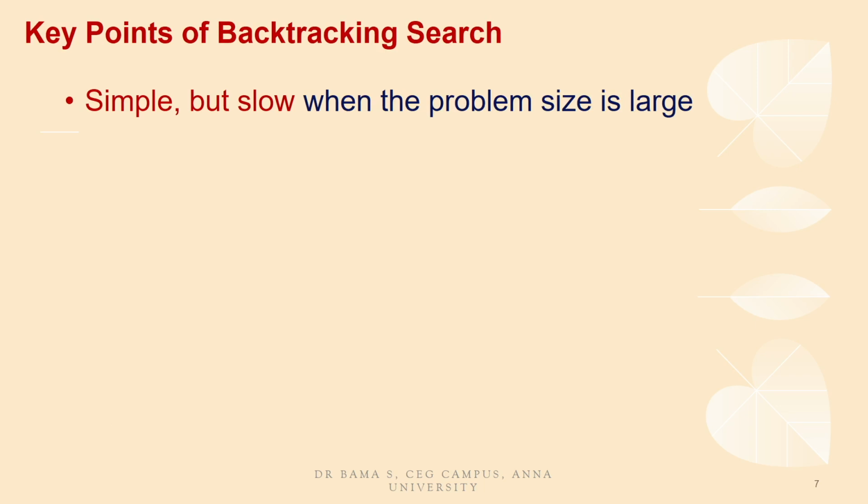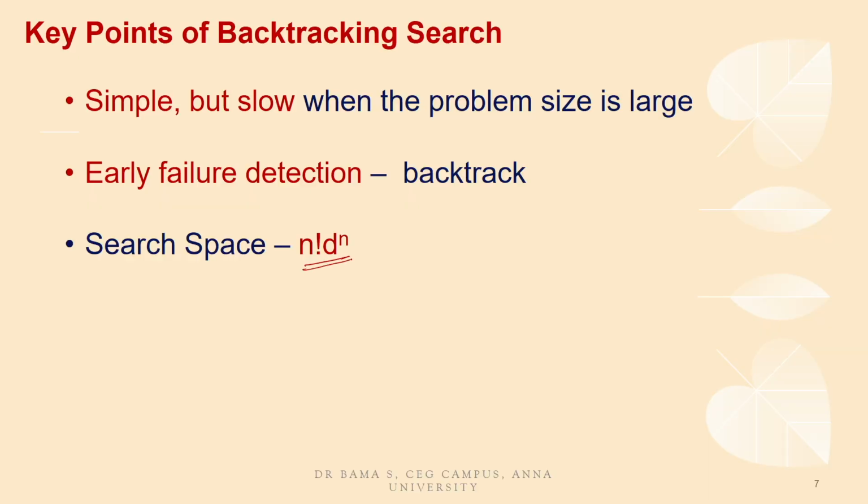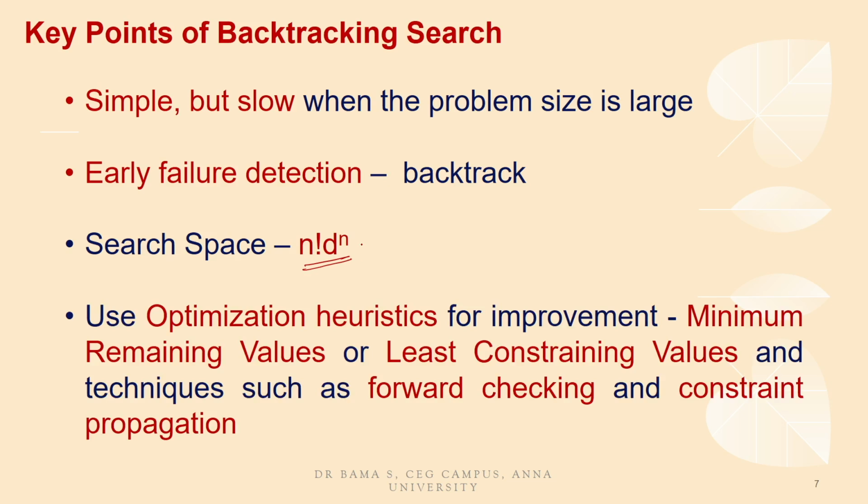Now, what are the key points of this backtracking search? The first one, it is simple. It is just like a depth first search. We go and we backtrack and find the solution, but it is very slow, especially when the problem size is very large. Maybe if the nodes are in the order of 1000 or 10,000, it is going to be slow, or in millions. And the better aspect of it is that it can detect the failure early because of the backtracking nature. But the search space is going to be n factorial d power n, which is very huge. It is exponential.